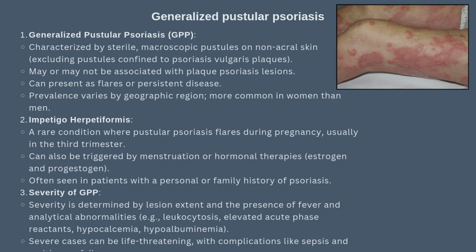Impetigo herpetiformis, a rare condition where pustular psoriasis flares during pregnancy, usually in the 3rd trimester, can also be triggered by menstruation or hormonal therapies, estrogen and progestogen. Often seen in patients with a personal or family history of psoriasis. Severity of GPP: severity is determined by lesion extent and the presence of fever and analytical abnormalities, e.g., leukocytosis, elevated acute phase reactants, hypocalcemia, hypoalbuminemia. Severe cases can be life-threatening, with complications like sepsis and multi-organ failure.